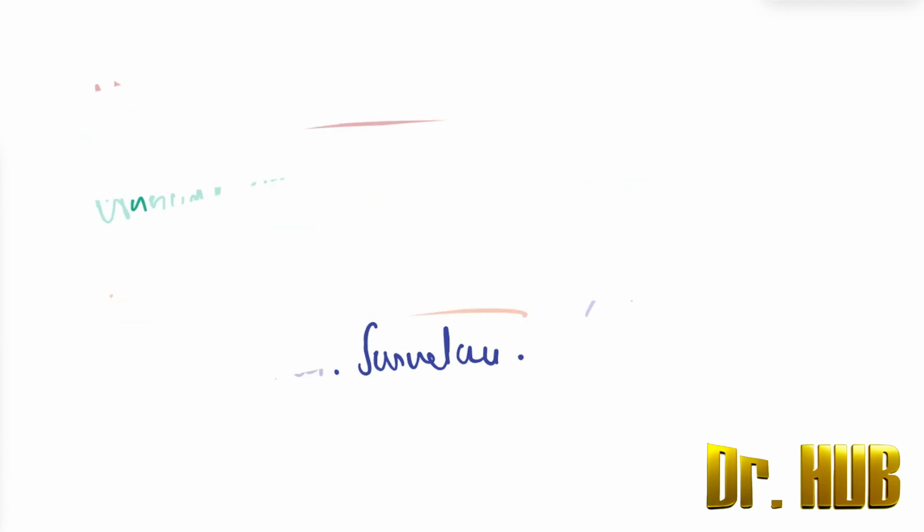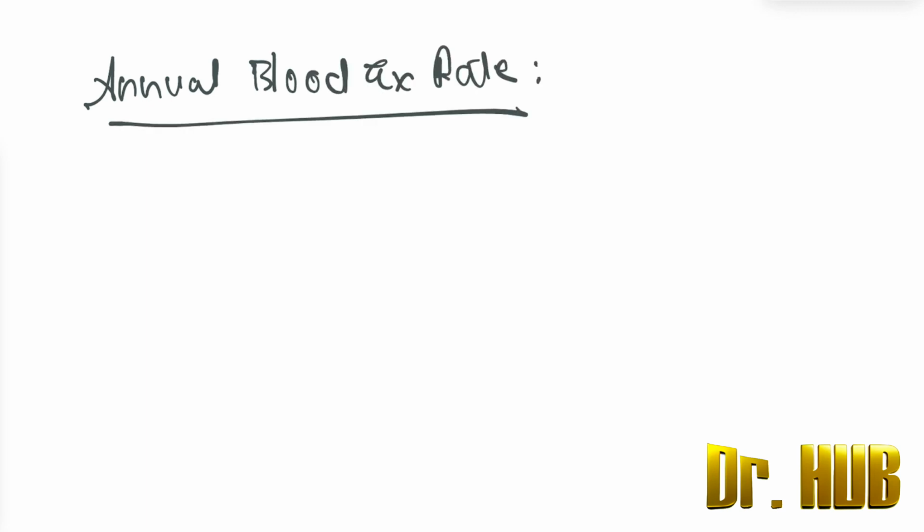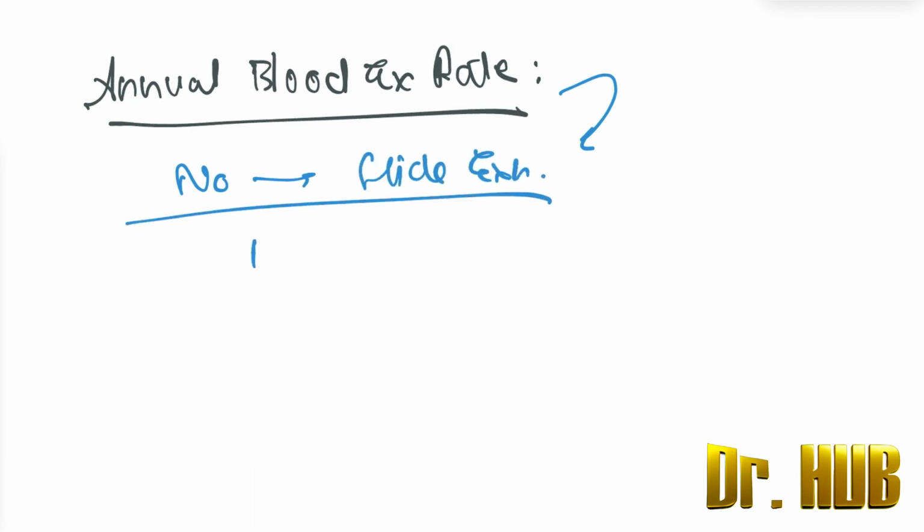Next, we are going to look at the annual blood examination rate. So this is going to include the number of slides examined. It is going to include the number of slides that you are examining, divided by the population, and we are going to multiply it by 100.